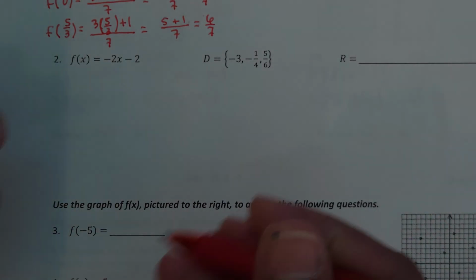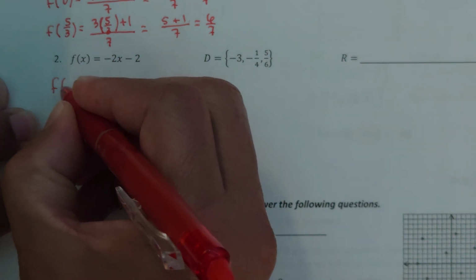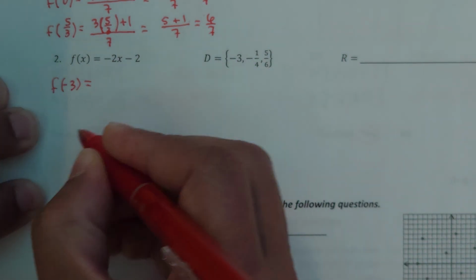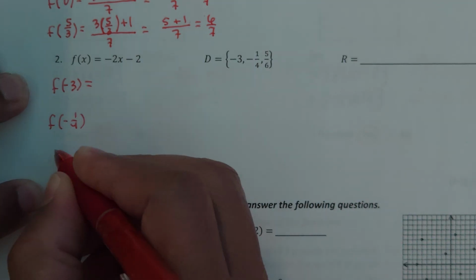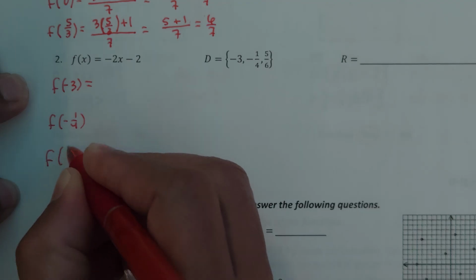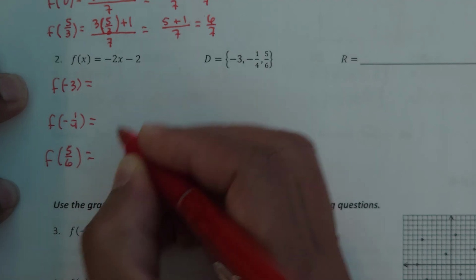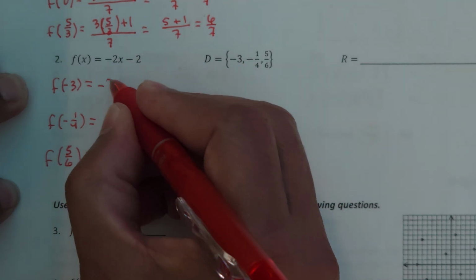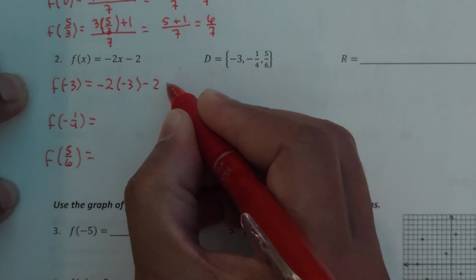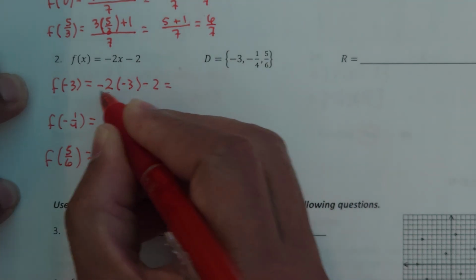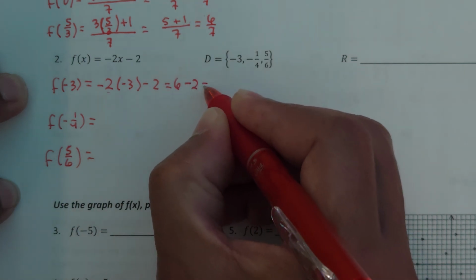For the next example, we are given these x values. Let's start with the first one, which is f of -3. And then we'll do f of -1/4. And last, there will be f of 5 over 6. Okay, so let's substitute for x here. So this is -2 times x, so -2 times -3, that's +6. And then 6 minus 2 is equal to 4.